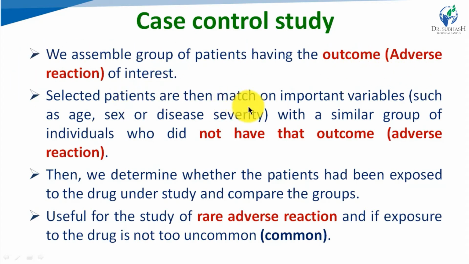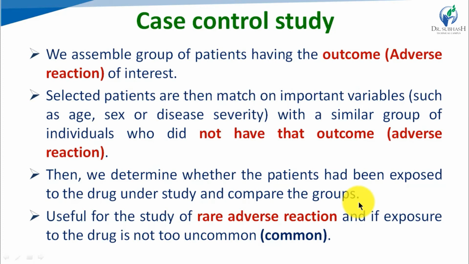Selected patients are then matched on important variables such as age, sex, disease severity with a similar group of individuals who did not have that outcome. मतलब दूसरा एक ग्रुप क्रिएट करेंगे जहाँ पे ऐसा adverse drug reaction नहीं मिल रहा है. Then we determine whether the patient had been exposed to the drug under study and compare the groups.